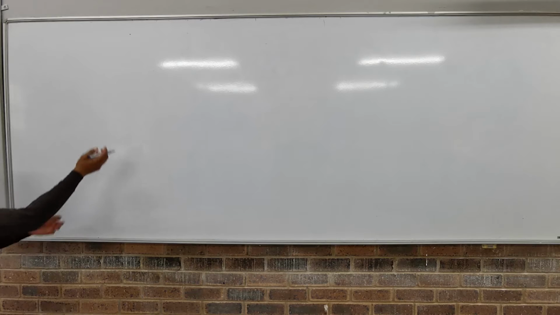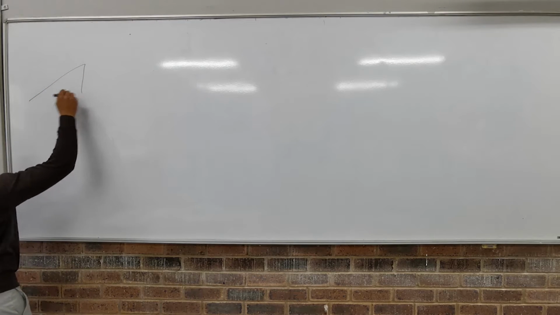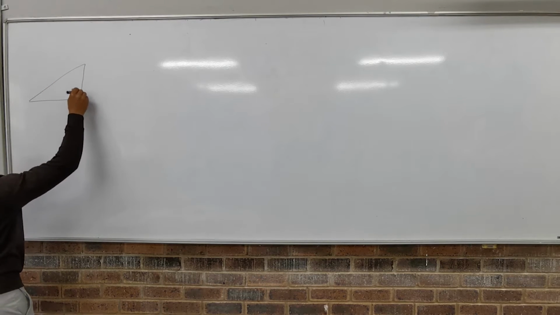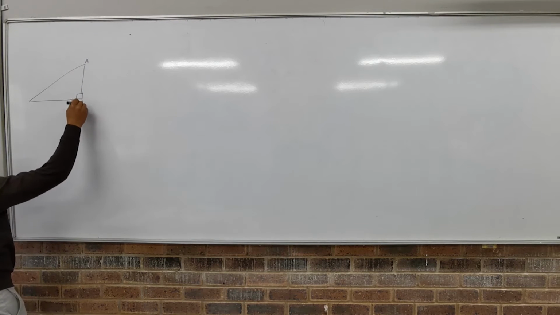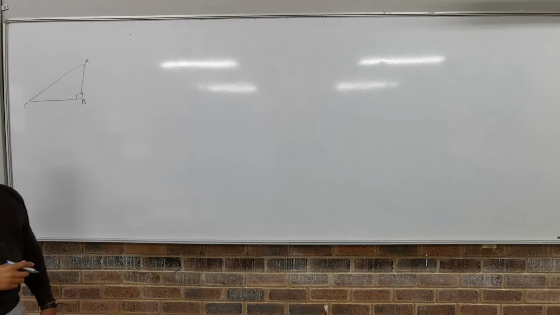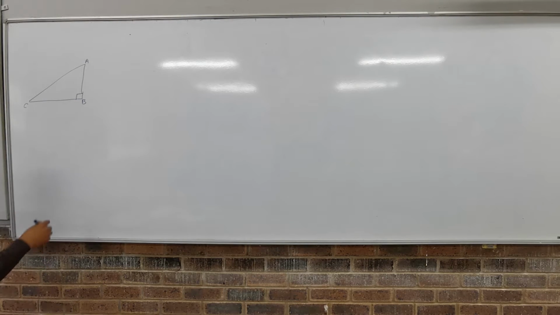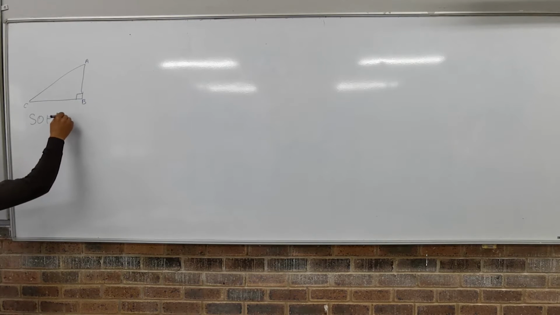Alright, so the first thing about trigonometric ratios is that you should know where to use them. We are going to use trigonometric ratios only for a right-angled triangle. So this is going to be A, B, and C. From what we have learned in the past, it's easier to say so.